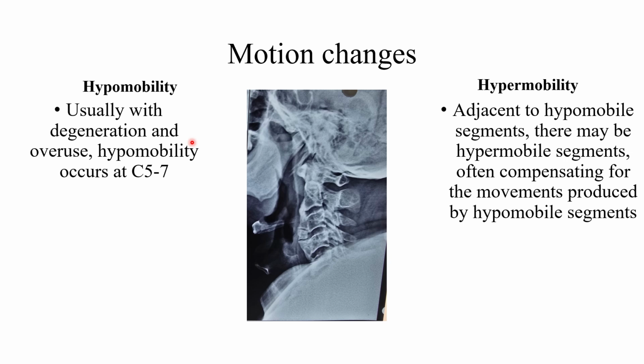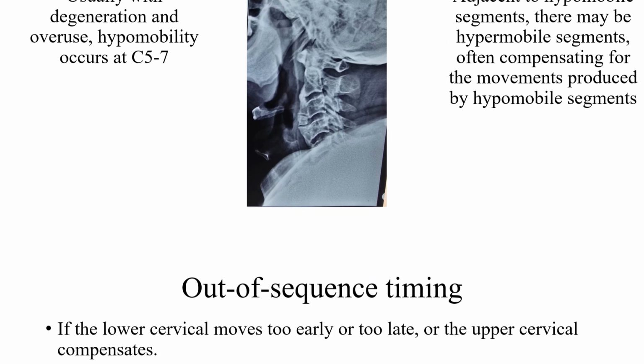Now, obviously, the person would still want to do the movements. So where should he get the additional movement from if those areas are hypomobile? Then the adjacent vertebrae, which are above and below, start becoming hypermobile to compensate for the hypomobile areas. So these motion changes can definitely alter the normal kinematics of the cervical vertebrae.